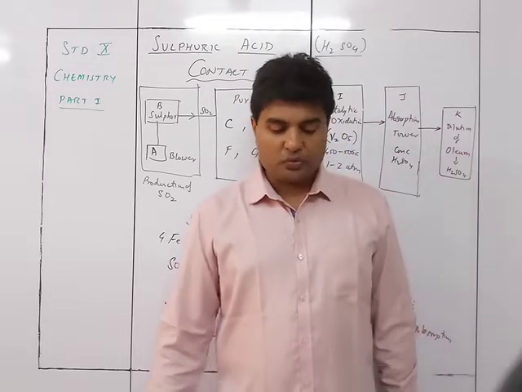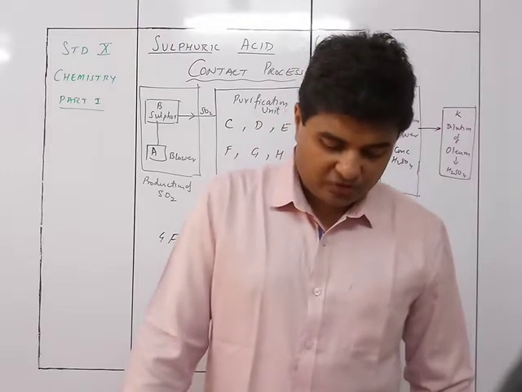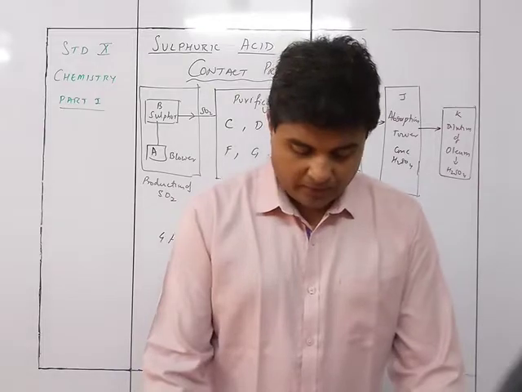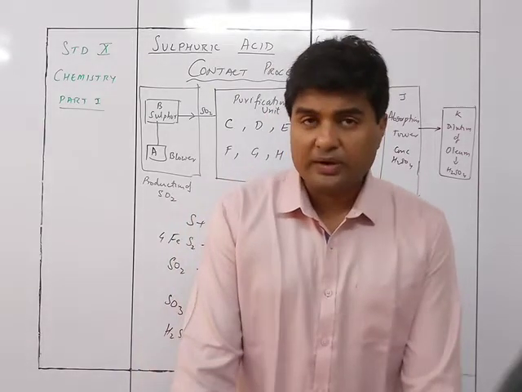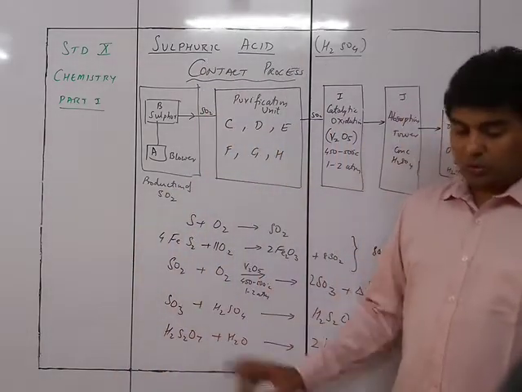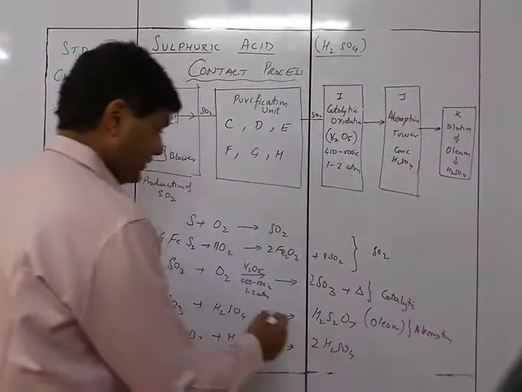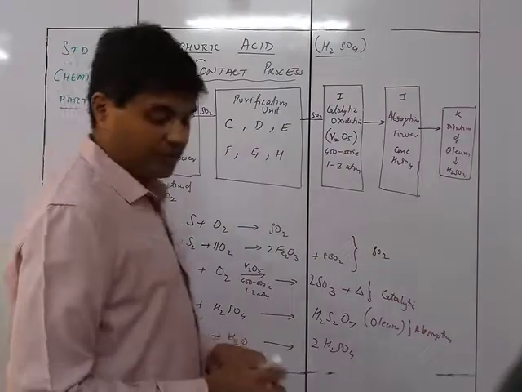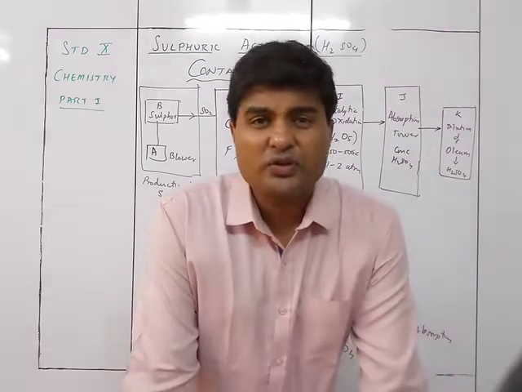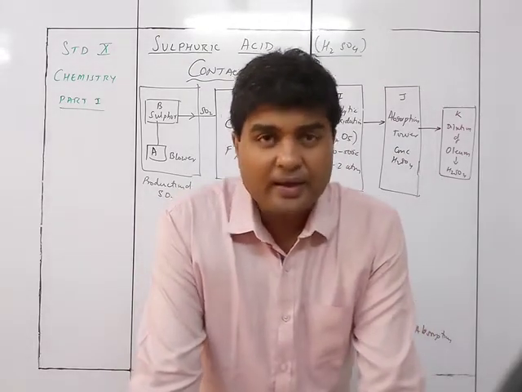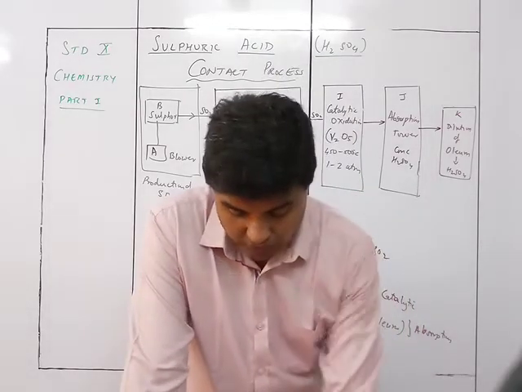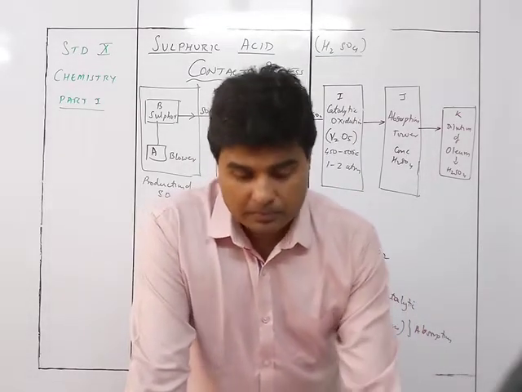Equations as we see: S plus O2 gives SO2, or 4 FeS2 plus 11 O2 gives 2 Fe2O3 plus 8 SO2. In the purification unit, there is no need of any kind of equation, but in the contact tower it is 2 SO2 plus O2 giving me 2 SO3 plus heat. In the case of the absorption tower, it will be SO3 plus H2SO4 giving you H2S2O7, that is oleum, and the last one is H2S2O7 plus H2O giving you 2 H2SO4. So that is about this part.